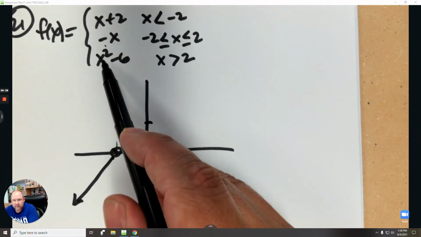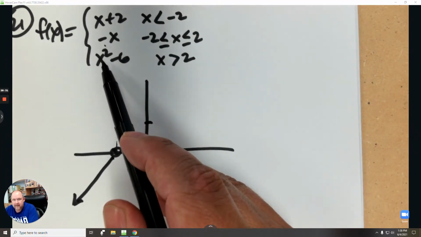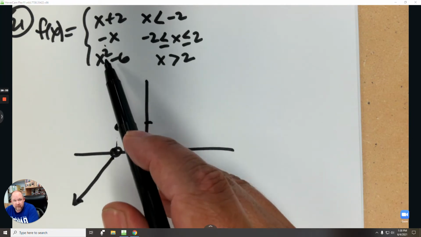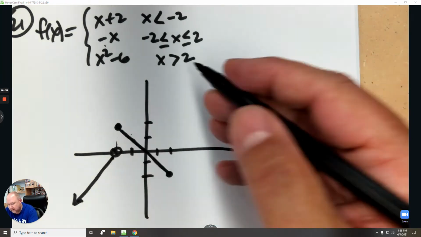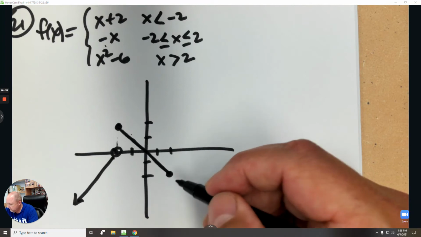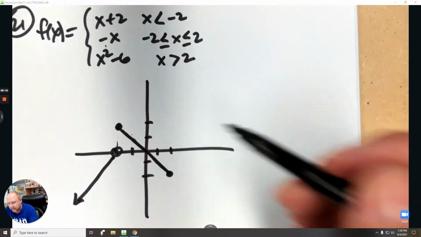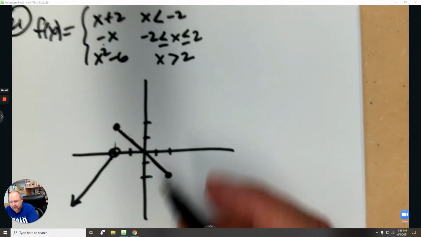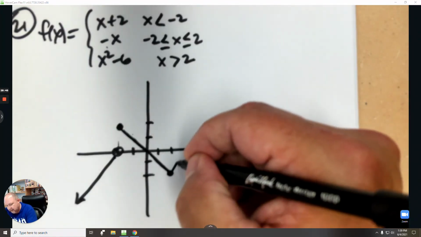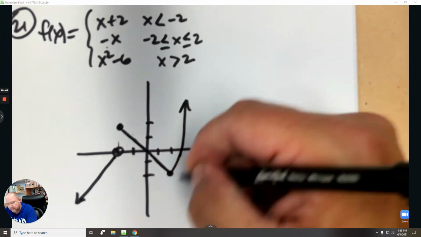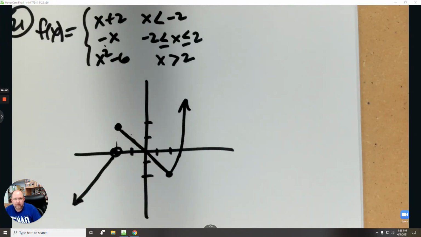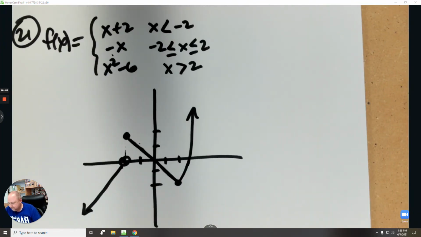Plug 2 in here, and you get the answer, what? 2 squared, 4, take away 6, negative 2. So 2, negative 2. There it is. And then it's a parabola folding up. Now negative 6 would be where the vertex is. So it's just folding up from there. So just draw a parabola folding up from there. So there's the graph of that piecewise.